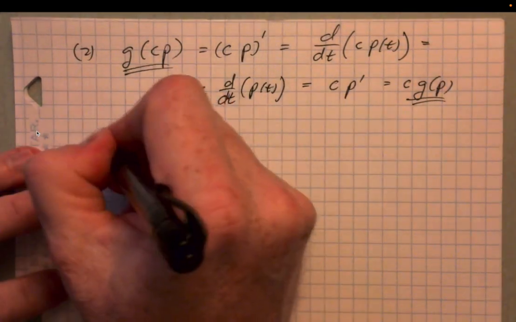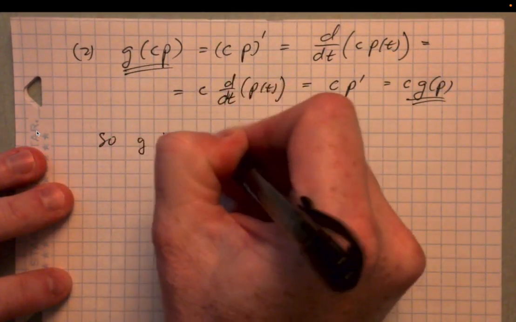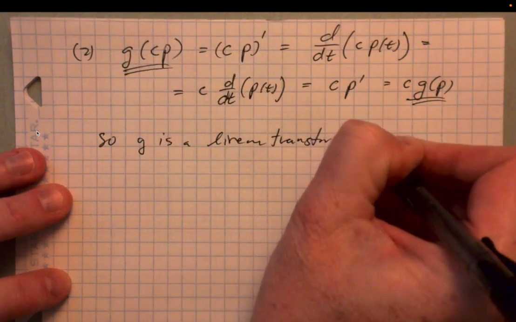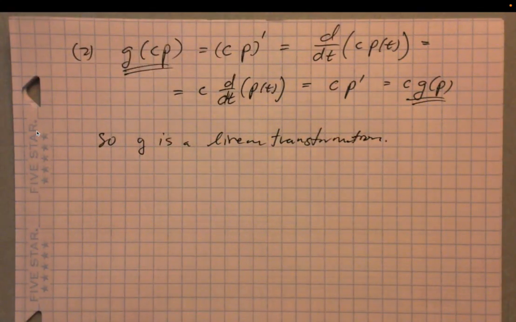And so g is a linear transformation, right? Certainly a function, and it is a function that preserves vector addition and scalar multiplication.